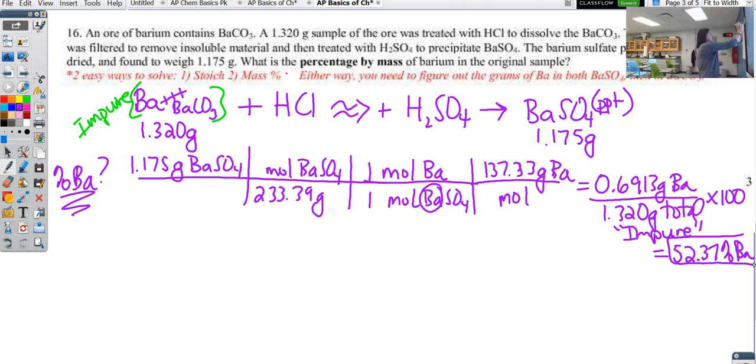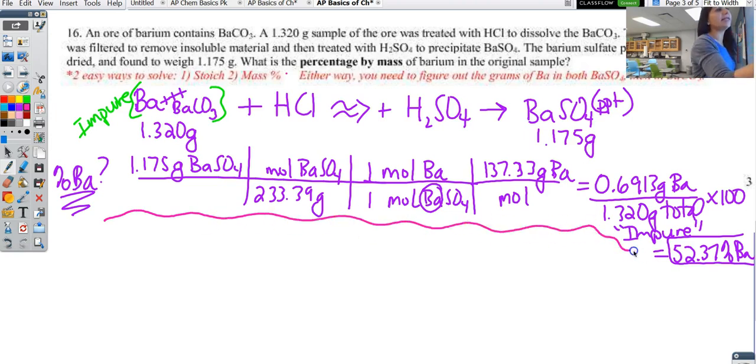Now I'm going to show you another way of solving the problem. Instead, we're going to use mass percents. So again, I would have the problem set up the same way, and I know that barium sulfate is my precipitate. Like I said before, if I can figure out how much barium is in here, then I can figure out how much barium is in the original sample. And remember, percents are always the same. It's just a matter of how much of it you have.